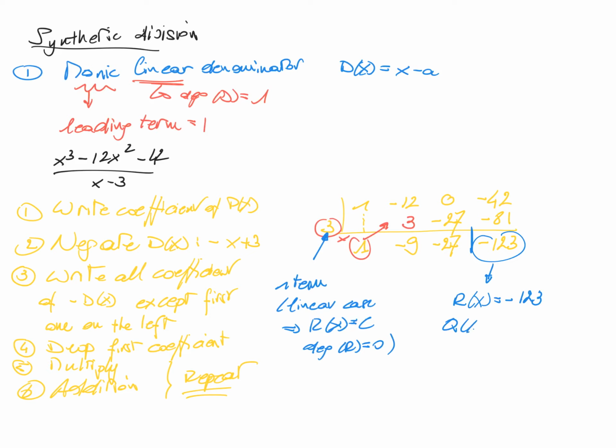And then my quotient will be everything else. My quotient is 1, minus 9, and minus 27. So it is 1 times x to the power 2, minus 9 times x, minus 27. And so in this case we have p of x. So this was p of x divided by d of x. We found the remainder r of x. We found the quotient q of x. So we now found those polynomials in such a way that p of x is d of x times q of x plus r of x.